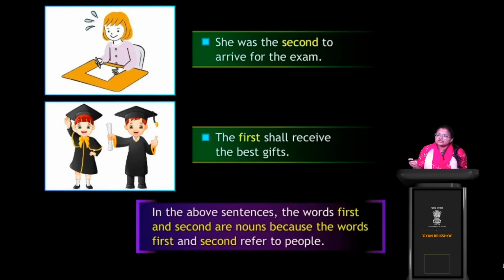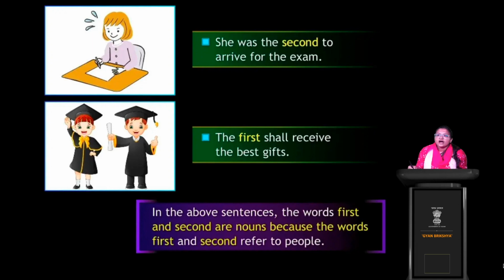Now, the first shall receive the best gift. Whoever comes first, whichever student or scholar comes first, will be the one to receive the award. So first here refers to people, which means it is a noun, right? Okay.